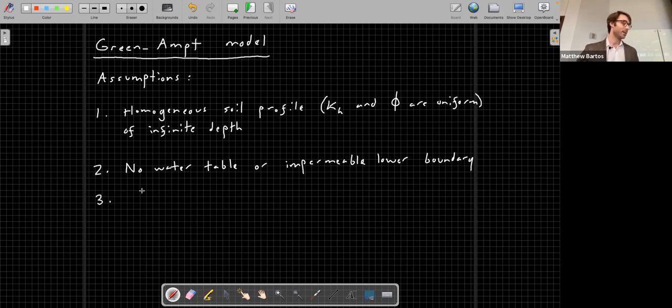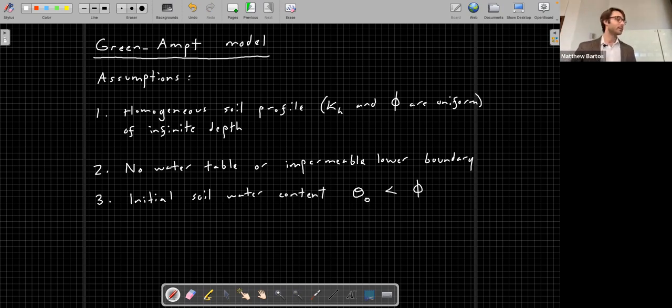Three, we have a uniform initial soil water content. It's uniform throughout the soil volume. I'm going to call it theta naught, and it's less than the saturated volumetric soil moisture content, which is the same as the porosity. So we have some soil volume that is unsaturated, and it has a uniform initial soil moisture content of theta naught.